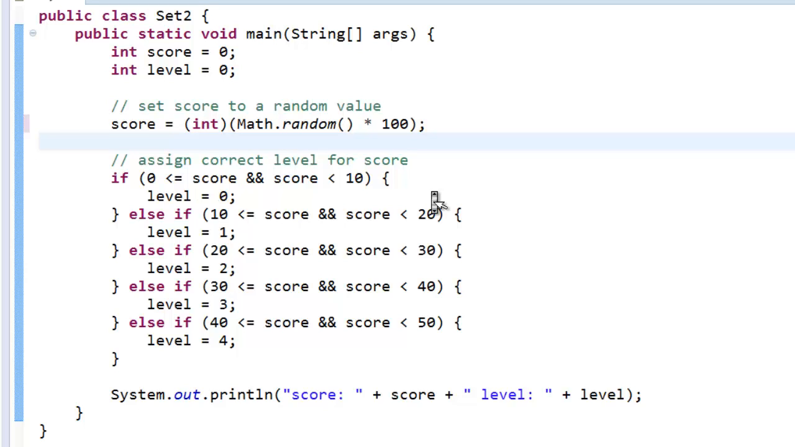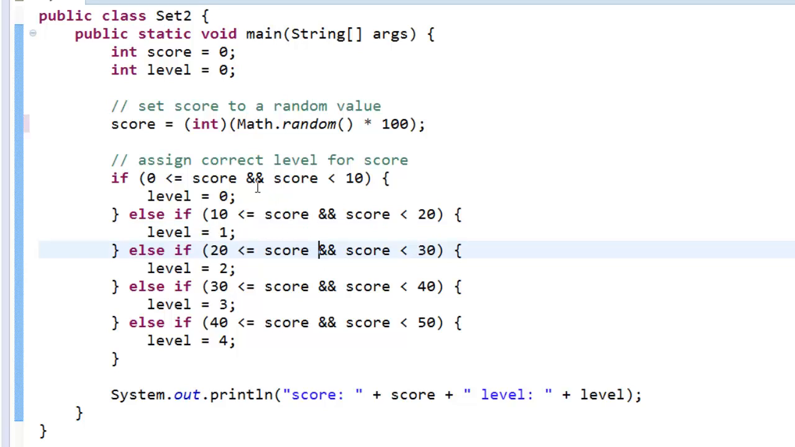Okay, so here was the solution he came up with. He said, if the score is greater than or equal to 0, and also the score is smaller than 10, then set the level to be 0. Otherwise, if the score is greater than or equal to 10, and also the score is less than 20, then the level's 1. Otherwise, if the score is greater than or equal to 20, and also the score is less than 30, then the level's 2, and so on. So he has a series of tests to test if the score is inside each possible range of values he's interested in, and depending on whether or not it is, he assigns the correct value for the level number.